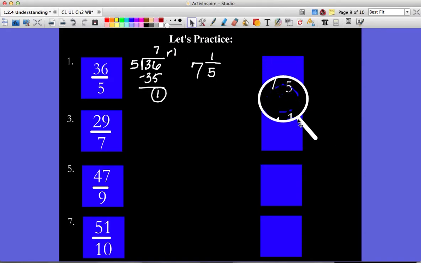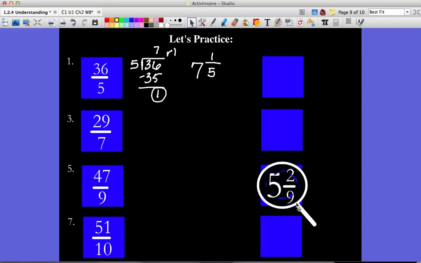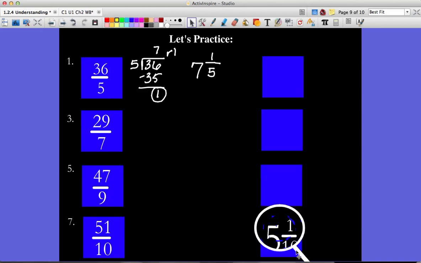All right, so for 29 over 7, you should have gotten 4 1/7. For the 47 over 9, you should have gotten 5 2/9. And for 51 over 10, you should have gotten 5 1/10.